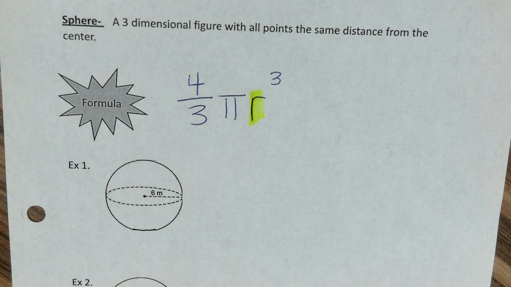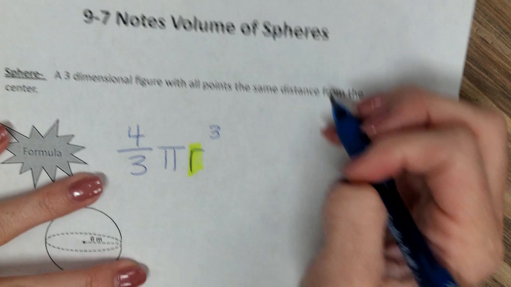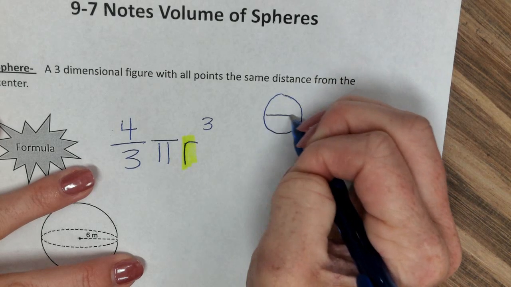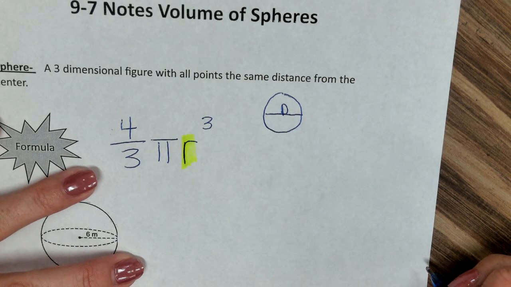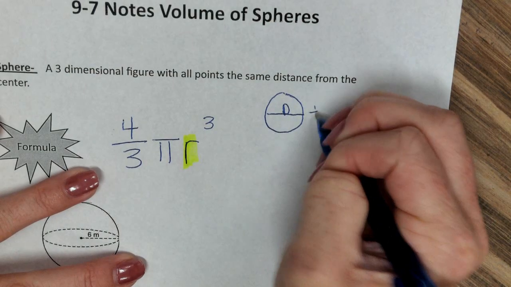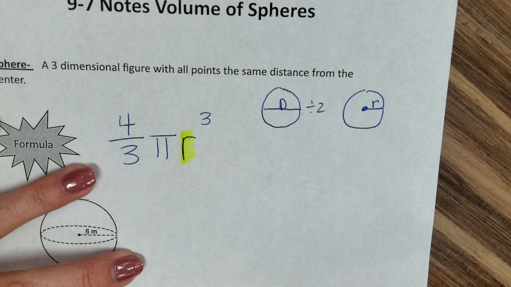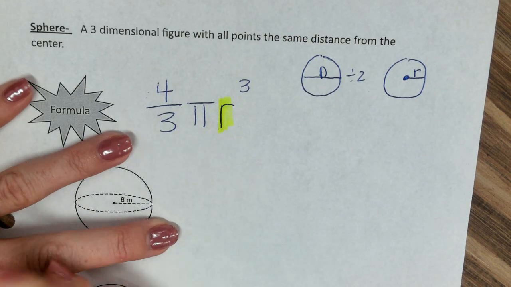And then do y'all remember what a radius is? Halfway through a circle is a radius. All the way through is a diameter. I don't have everybody's attention. I would really appreciate it. So real quick, up here, everybody's eyes up here. If they give you a diameter, what do you have to do? Divide it by 2 to get the radius. Then you can plug it into this formula.